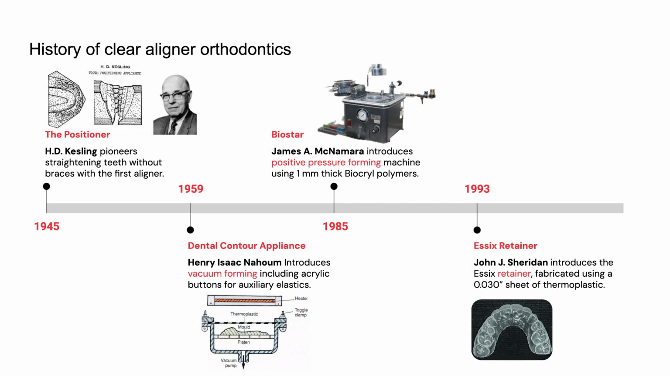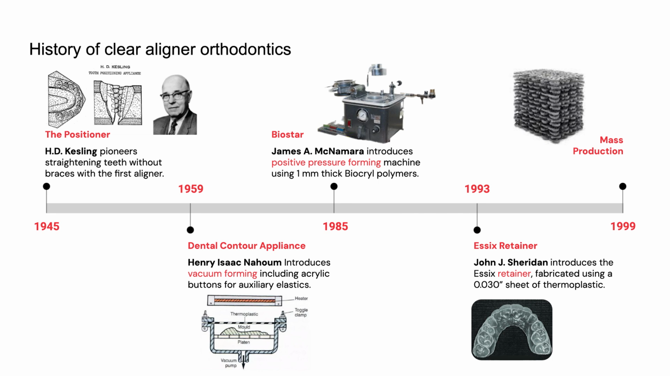as the Essex as a retainer and also to do IPR. He was really kind of big on using interproximal reduction to help make space. But it wasn't until the late 90s that we finally were able to realize Kessling's dream.